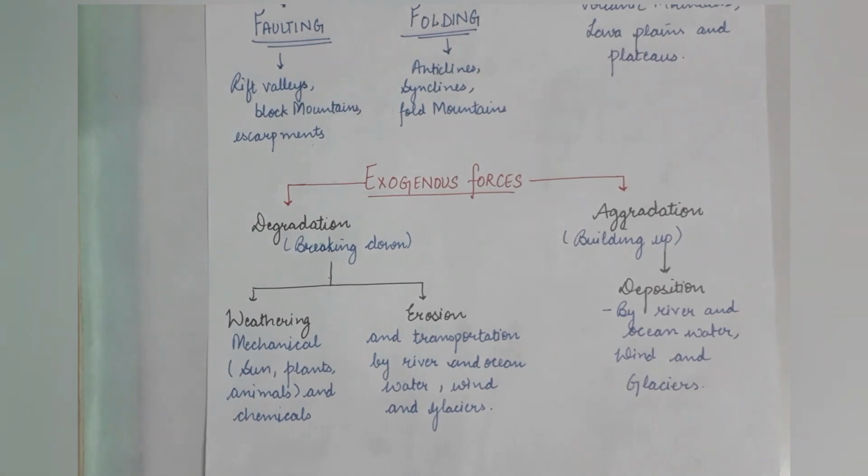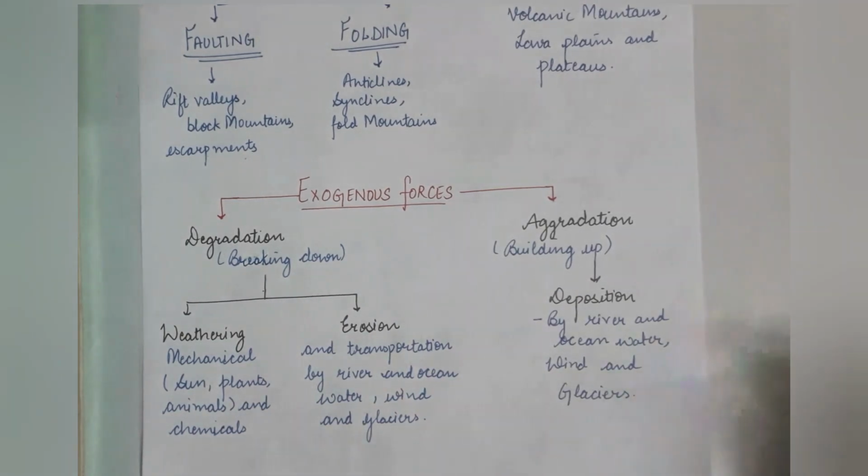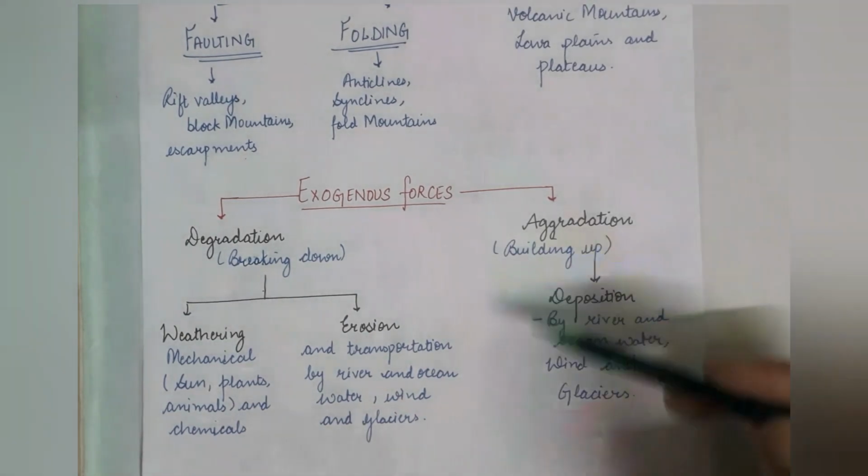glaciers, oceans, etc. The third is your aggradation. Aggradation is building up. Like you can say the rivers and oceans bring along with them the silt and the mud. The gravels are also coming, sometimes small particles. So all these they deposit somewhere, like the deltas are formed. All these things are aggradation.